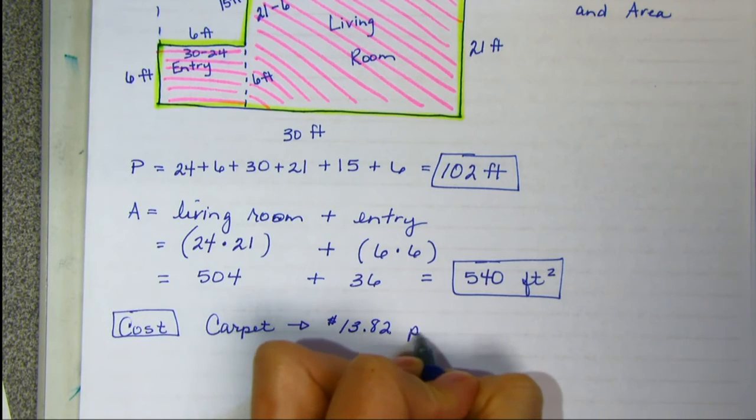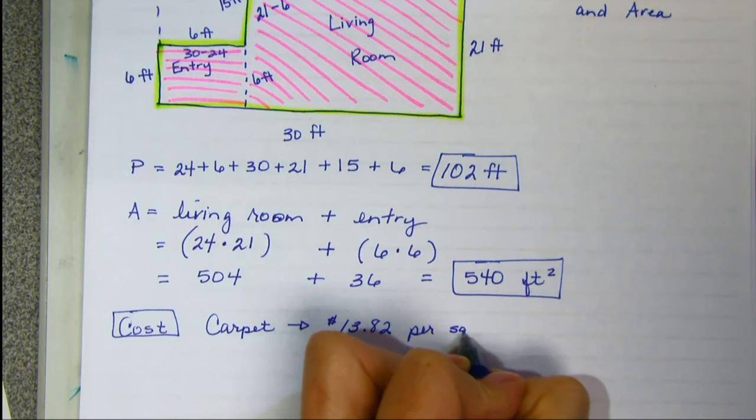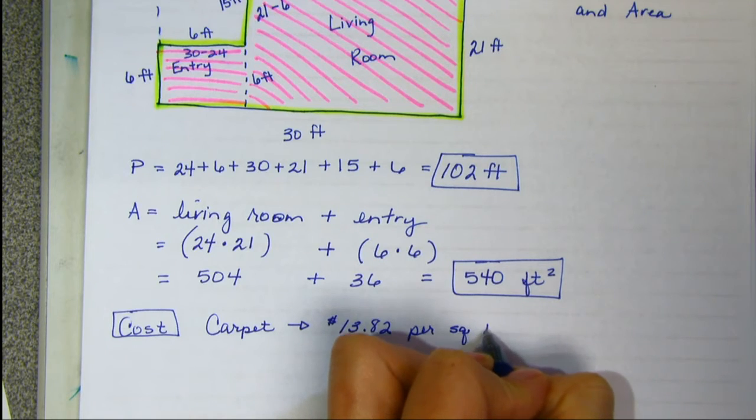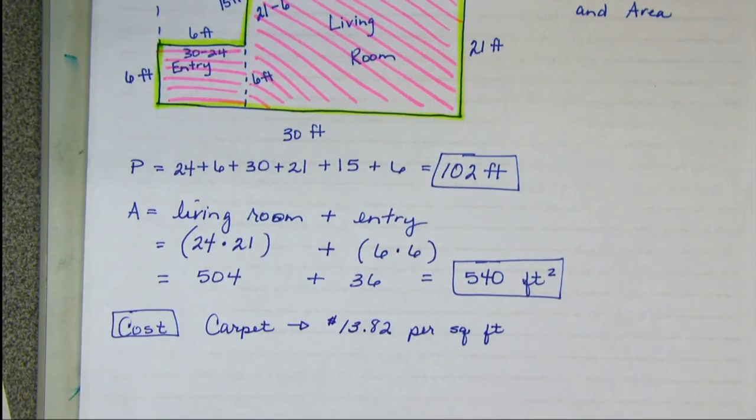this carpet is $13.82 per square foot. $13.82 per square feet. Okay?